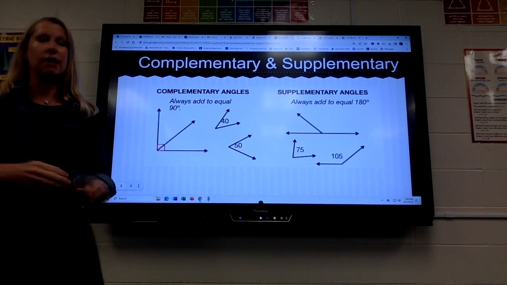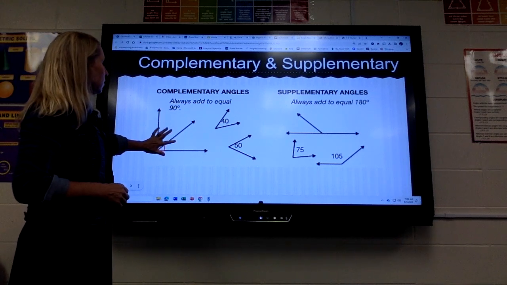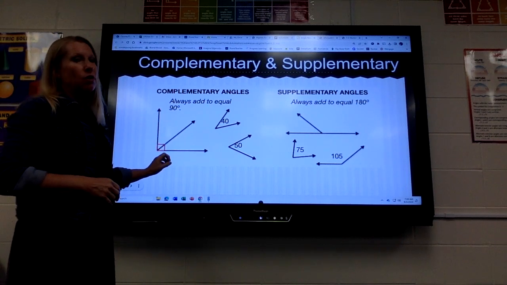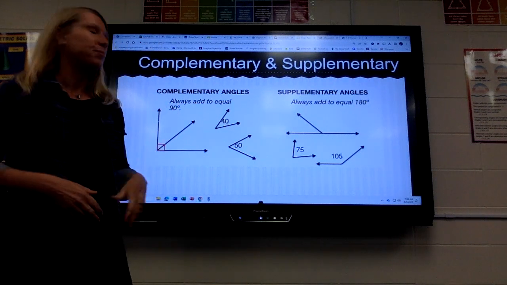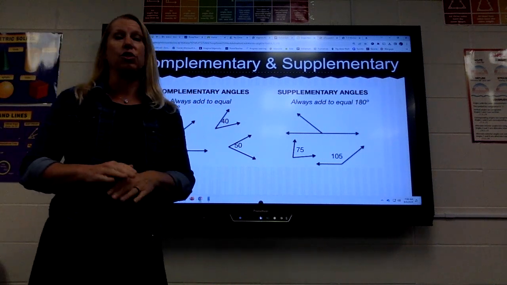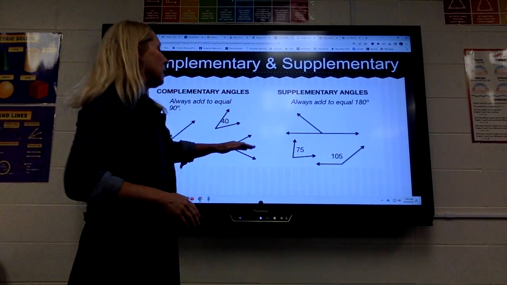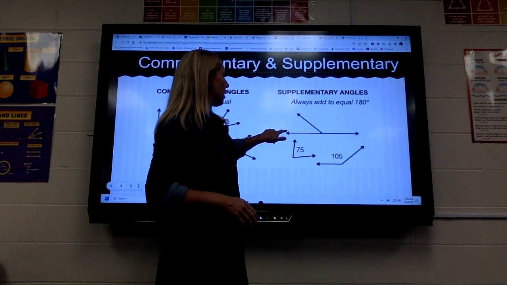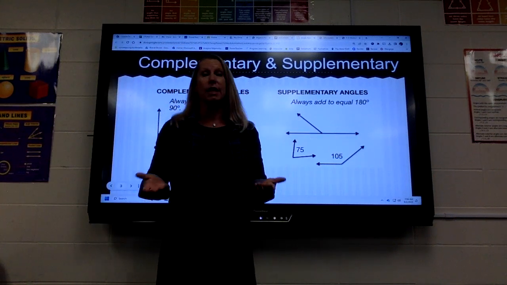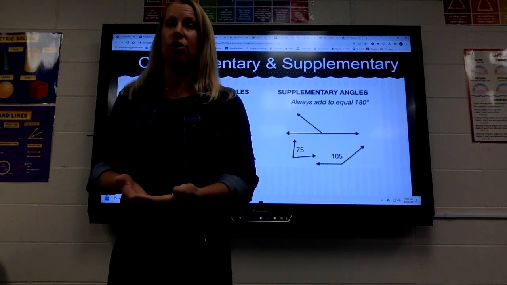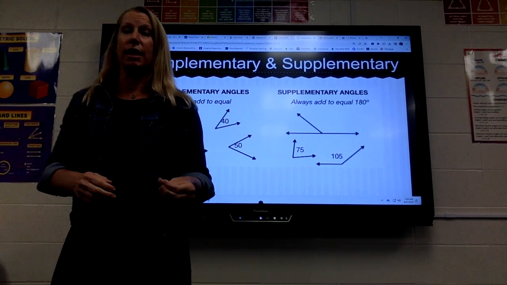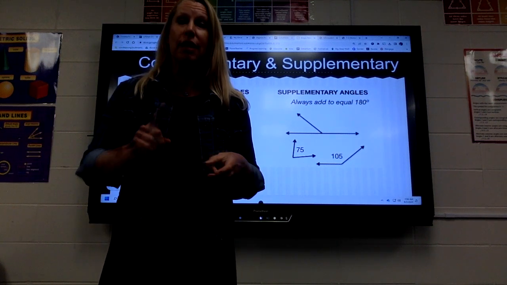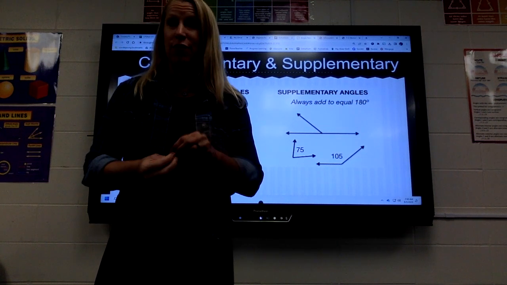Complementary angles add to 90. So you can have two angles next to each other that form a right angle, or you could have two separate angles that just add to 90. Supplementary angles always add to 180. So they could form a straight line. You could have this angle and that together make 180 degrees, or they could be two separate angles that add to 180. So complementary is 90, supplementary is 180. You've got to know that.